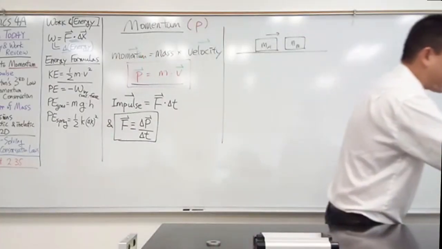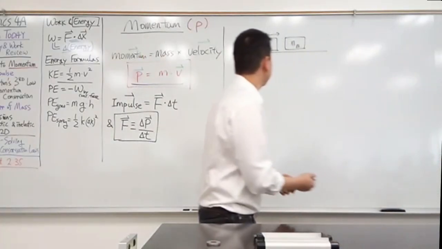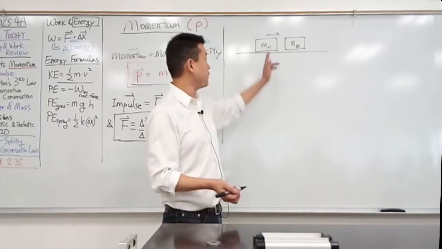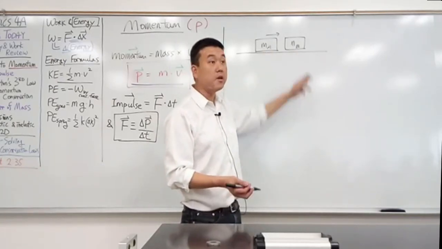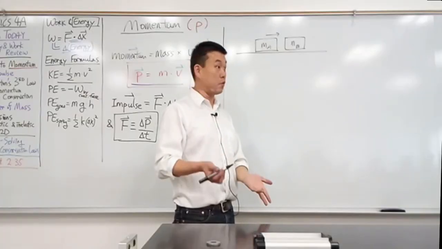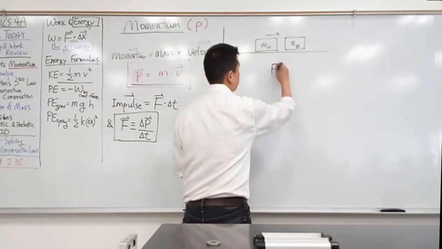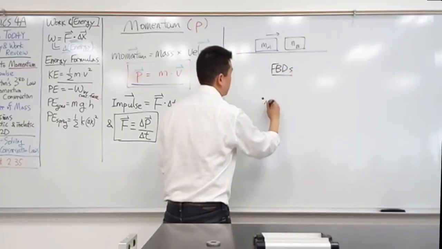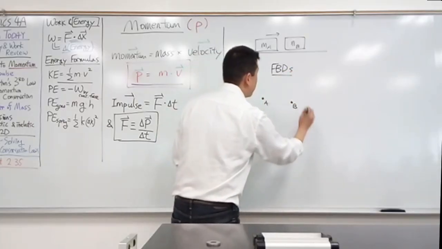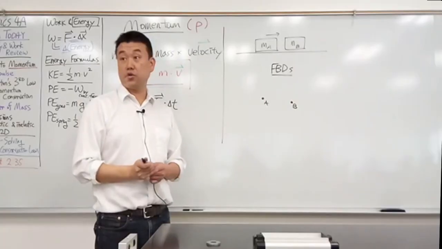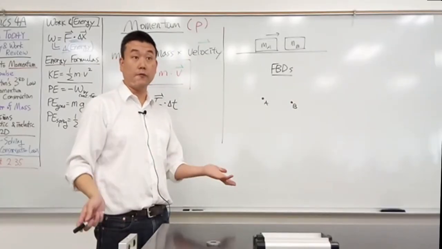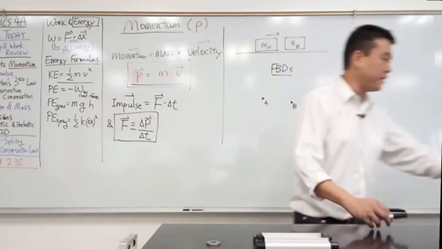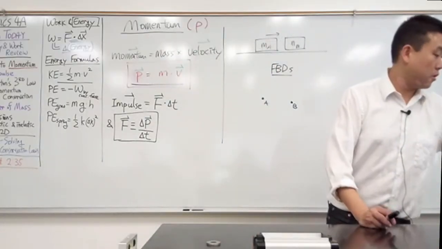So let me draw a free body diagram to try to see how I can go from that description of the interaction between these two masses to the result that momentum should be conserved. So these are the free body diagrams of these two masses, mass A and mass B. Let me ignore all the uninteresting forces like gravity and normal force. Gravity pulls it down, normal force balances it. Nothing really interesting happens with those. So let me just draw interesting forces here.